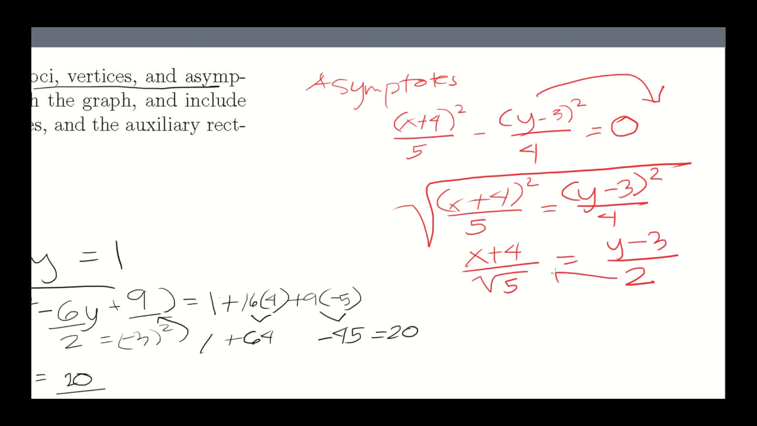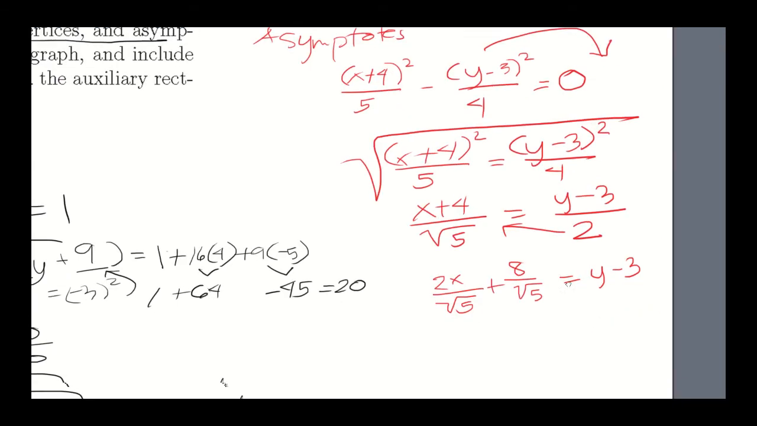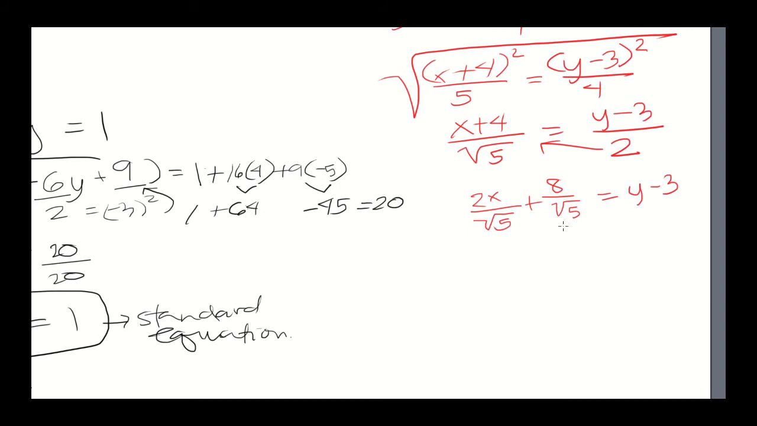So we transpose it here. It will become 2x over square root of 5 plus 4 over square root of 5. No, plus 8. I mean, this is plus 2 times 4, 8, over square root of 5. It is equal to y minus 3. Okay, so now we have y minus 3, so I will interchange that and have y equals, we transpose that there.